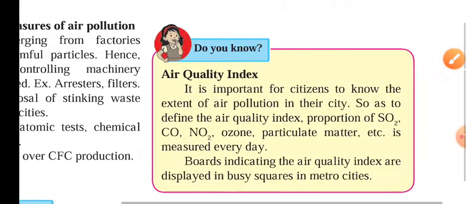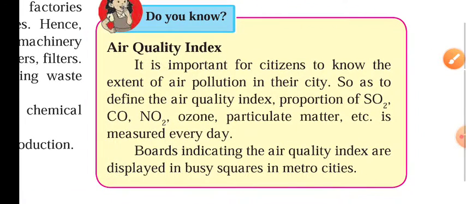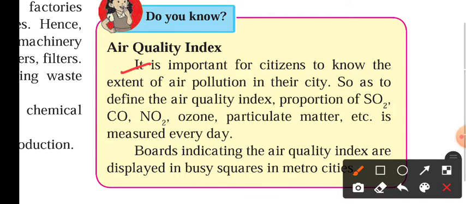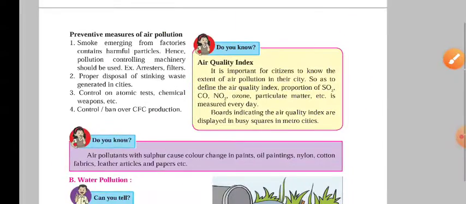Further, they have given a little more information about the AQI, which we call the air quality index. It is important for citizens to know the extent of air pollution in their city, so as to define the air quality index. The proportion of SO2, CO, NO2, ozone, particulate matter, etc. is measured every day, and boards indicating the air quality index are displayed in busy squares in metro cities. So this is all about air pollution.